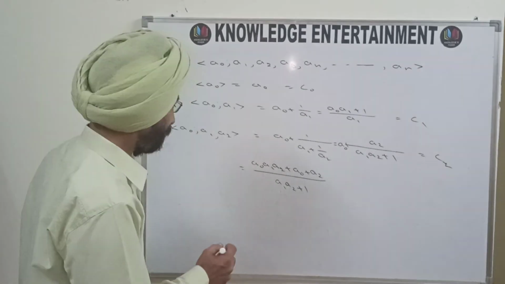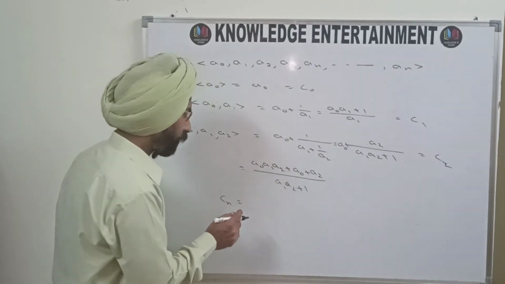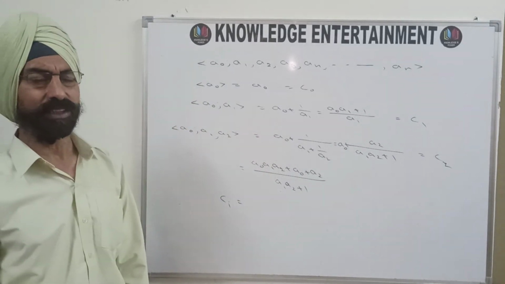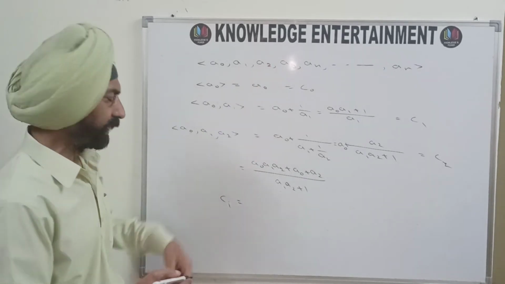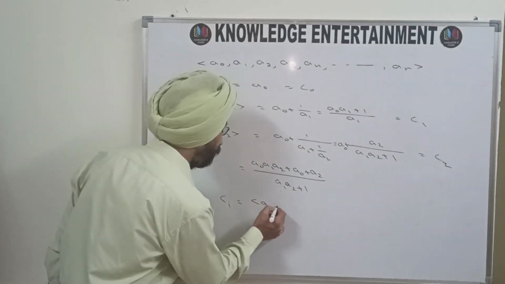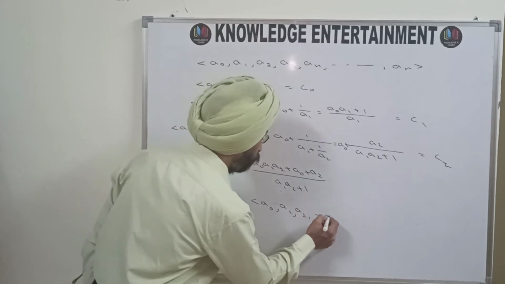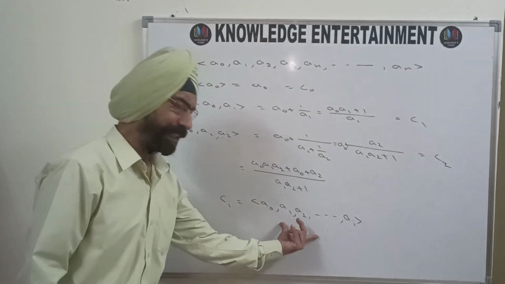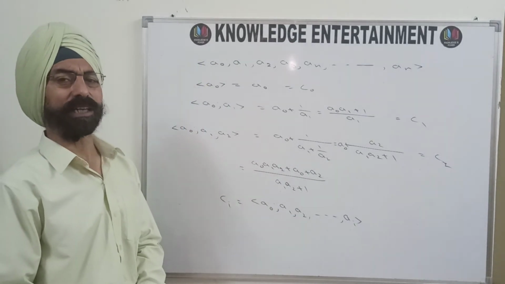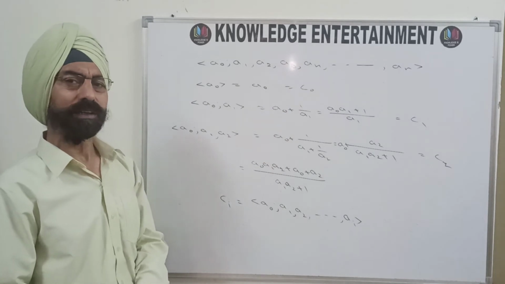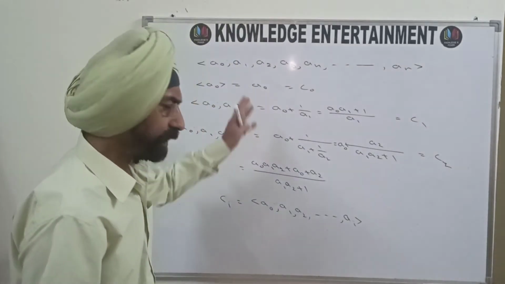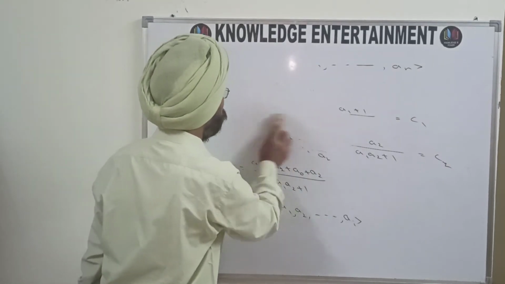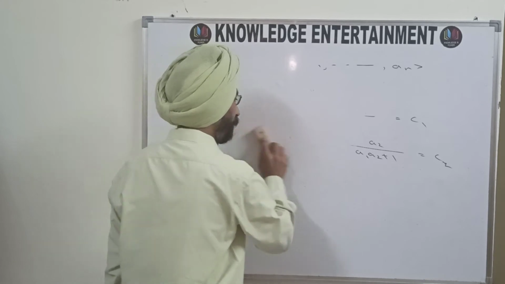So that means Ci, the ith convergent of this simple finite continued fraction, is [a0, a1, a2 up to ai] only. Up to ai only, and this number will be called the ith convergent of this simple finite continued fraction. So this is just a definition. We can have some examples as well. So let me take one example of convergents.